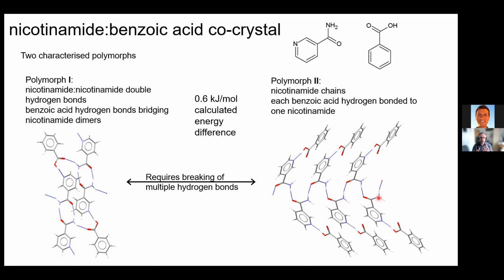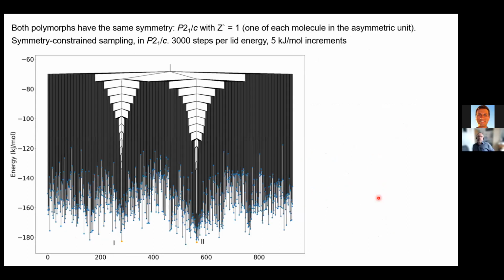Okay, so a big change that's required. We wanted to see what the impact of that was on our picture of the energy landscape. So we sampled this. They're both in space group P21/c with a single pair of molecules in the asymmetric unit. Because we have more dimensions, having two molecules, we apply larger sampling under each energy lid, but we stuck to 5 kilojoule per mole increments.